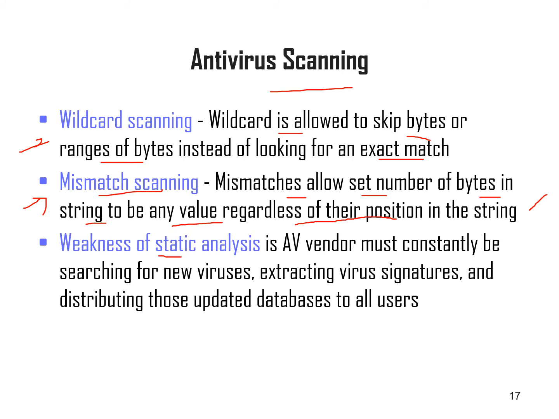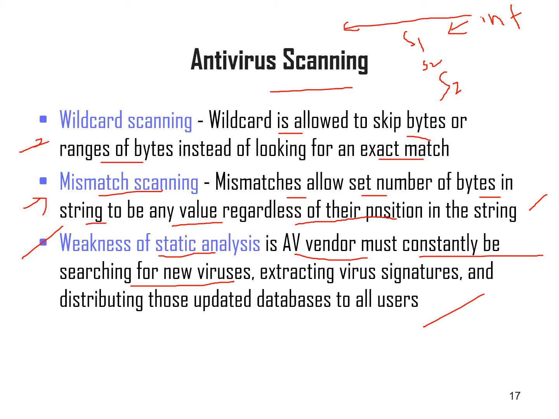So, the weakness of static analysis. What is the weakness of static analysis? This is a very important 2-mark question. The weakness of static analysis is that the AV vendor must constantly be searching for new viruses, right? If I am doing this static analysis post-AV procedure in my system, then how is my signature created? S1, S2, S3 signatures are created. It should match particular infections, so those infections have to already be researched in a lab, in the AV vendor's office.